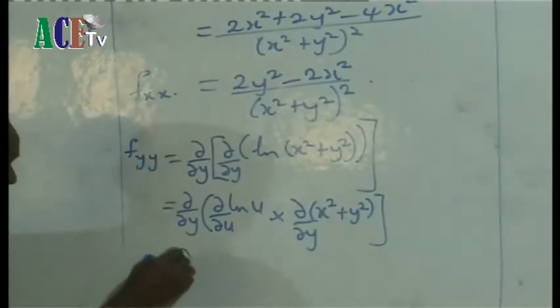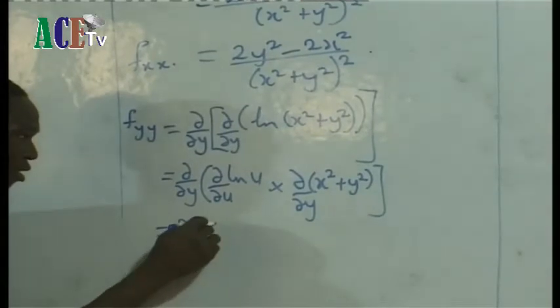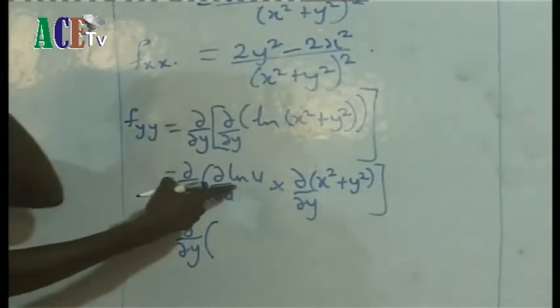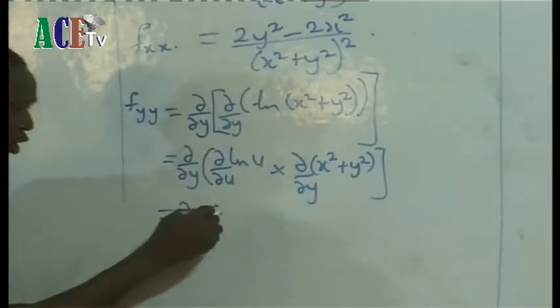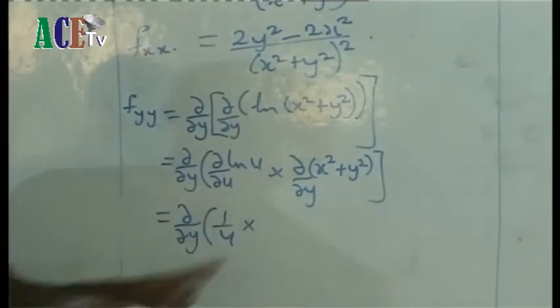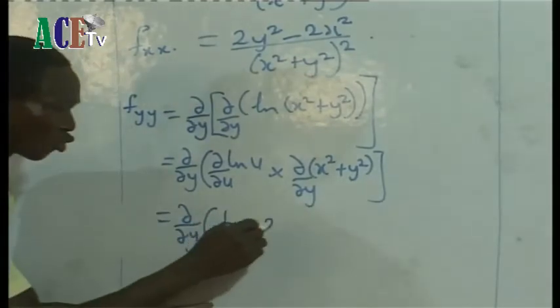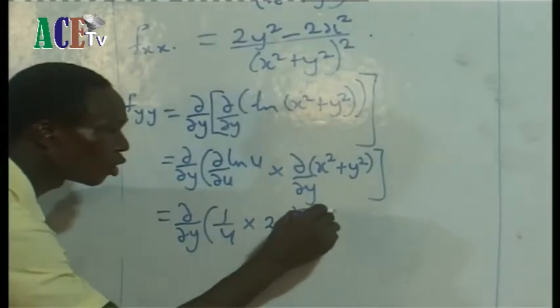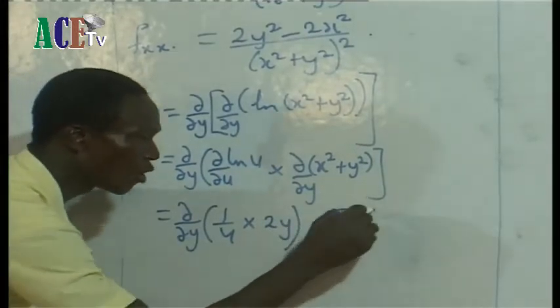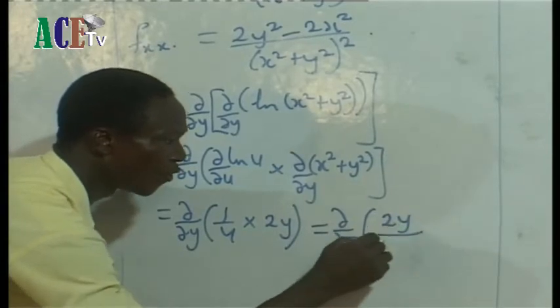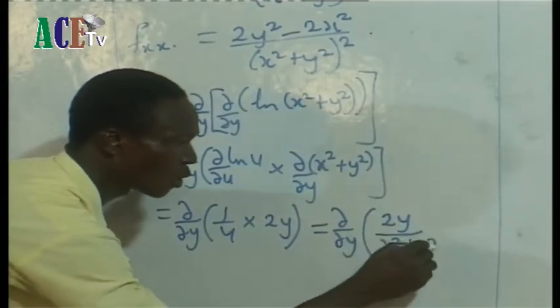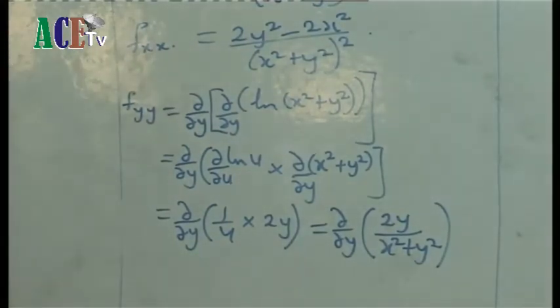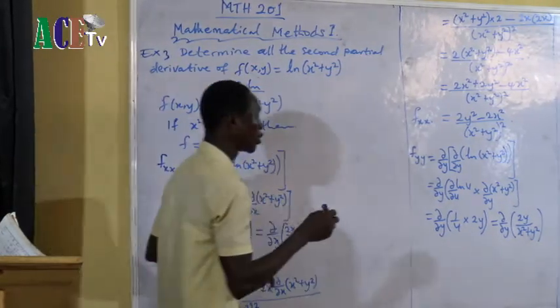Then from here, differentiating this one with respect to u, we have 1/u times, differentiating this one with respect to y, it gives me 2y. And that one is equal to d/dy of 2y over x squared plus y squared. Yes, my u is x squared plus y squared. I want to differentiate that one as well with the quotient rule. With the quotient rule, it will give me this.